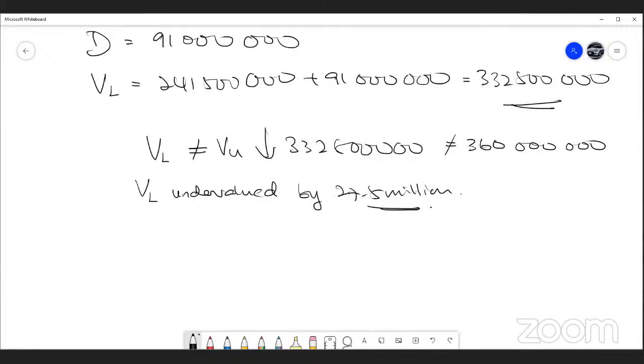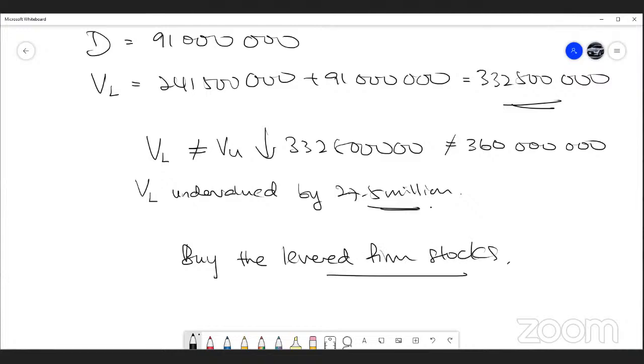So what you should do now is buy the levered firm stocks, because they are undervalued. They by right are supposed to be valued the same as the unlevered firm. But the problem here is it's undervalued by 27.5 million. So there is a 27.5 million opportunity for it to grow. So of course, in that case, you're supposed to buy the levered firm stocks.